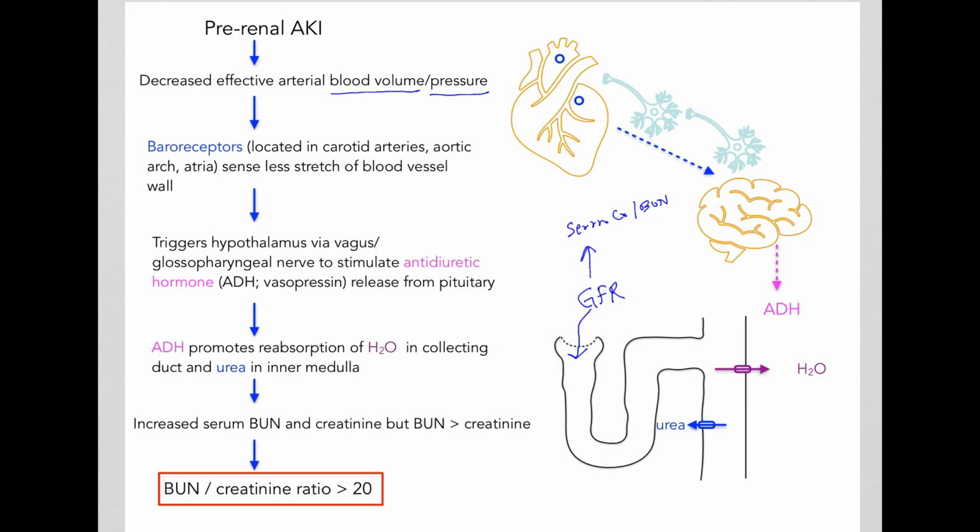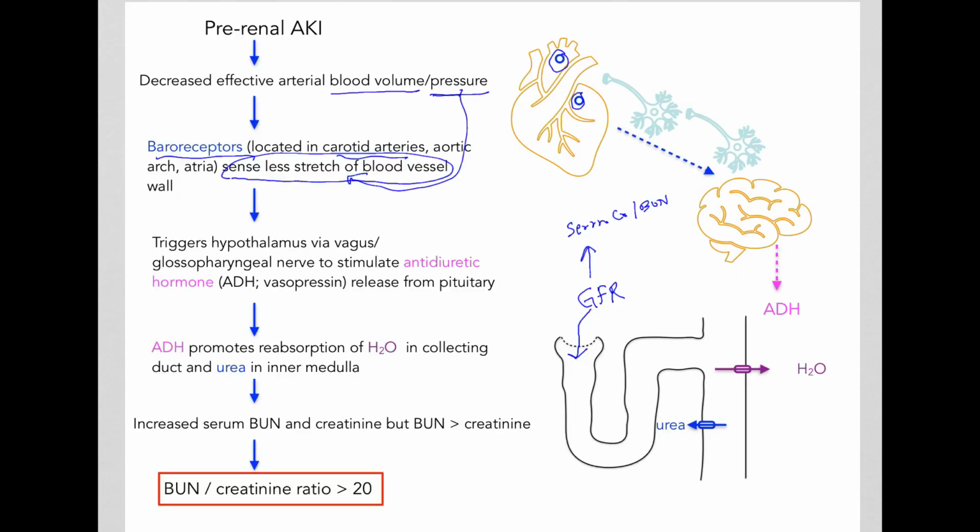Now, the body will respond to this low blood volume and pressure. There are baroreceptors present in the carotid arteries, in the aortic arch, as well as in the atria of the heart. Because of the low pressure, there is less stretch of the blood vessels where these baroreceptors are located. So these baroreceptors sense the decreased stretch of the blood vessels.